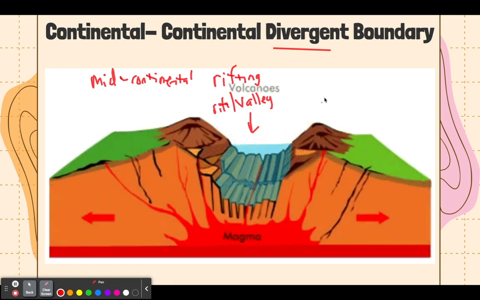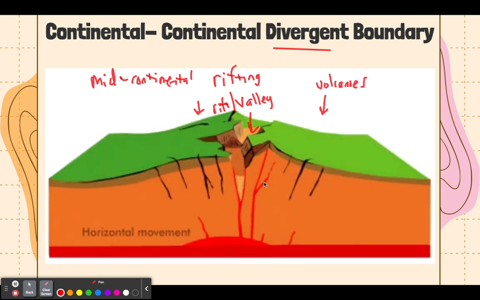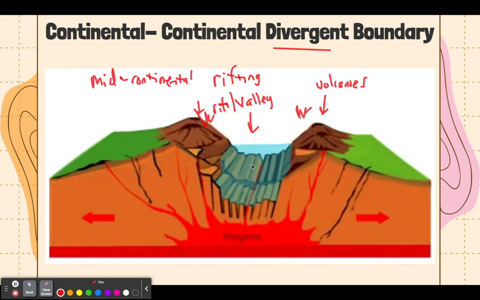Also, a couple other features that you see right here and here: we have volcanoes. Since the plates are separating from each other, causing weakness in them, magma can well up and come out of these volcanoes, as you see here, and make some new land.